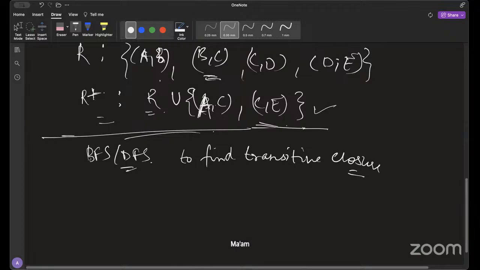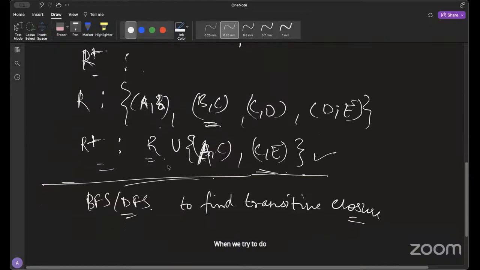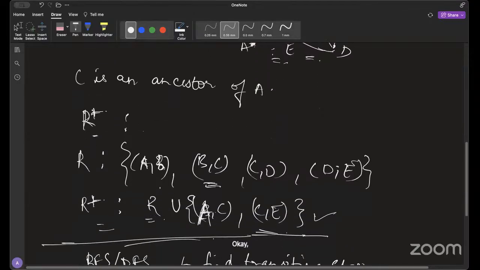When we try to do the R plus, we should do the union with R and consider that. Wait, give me just a second.